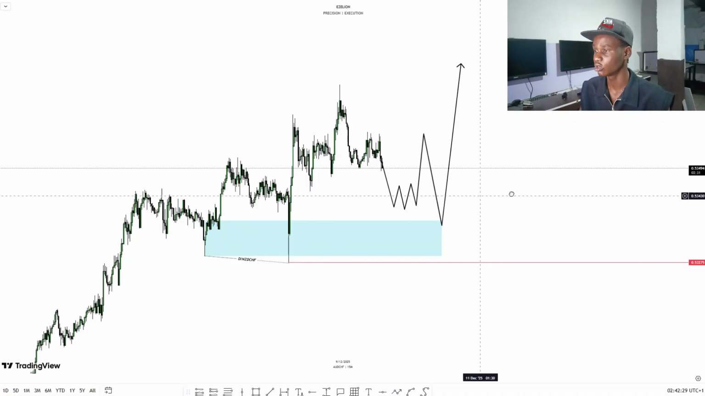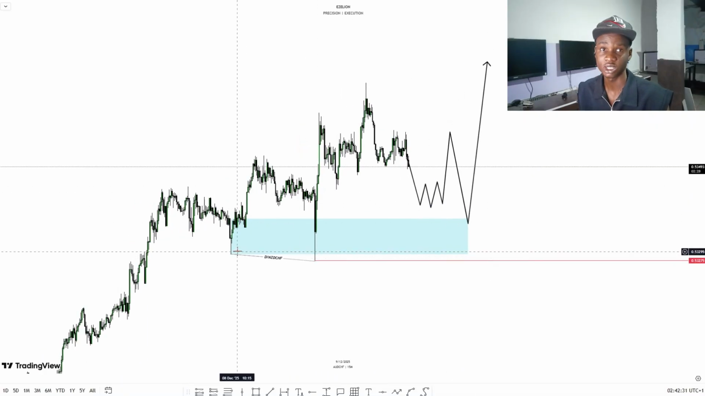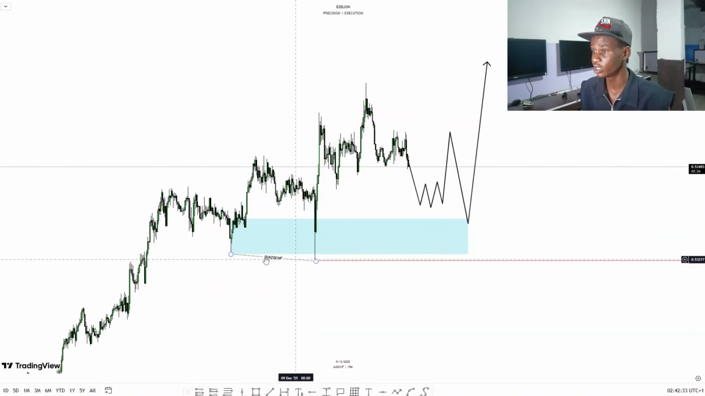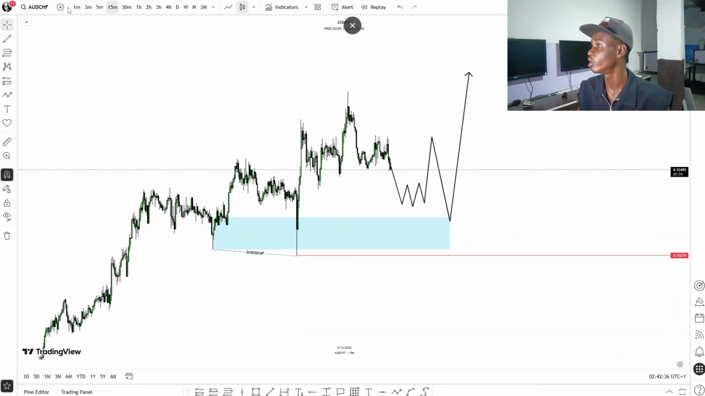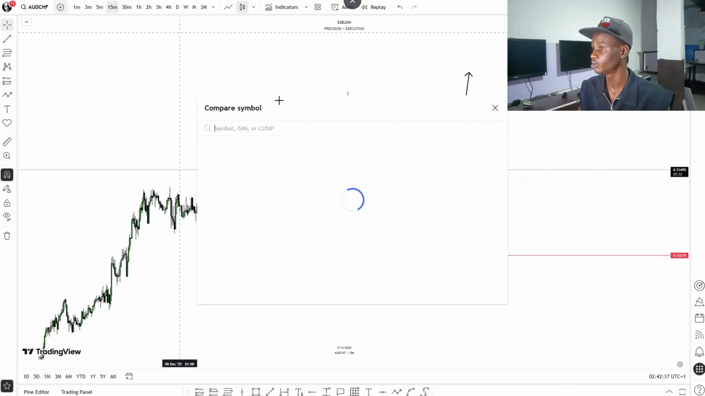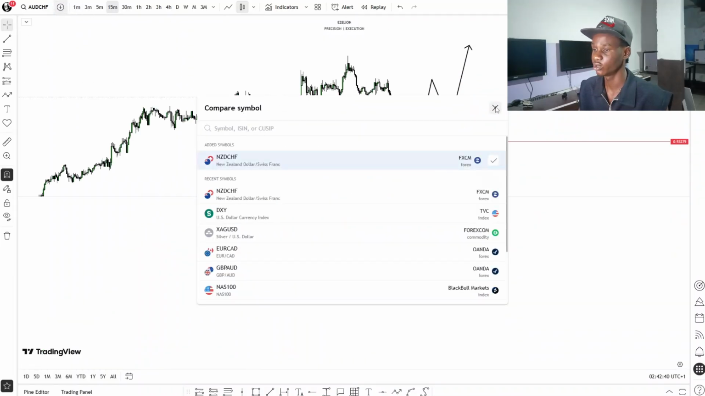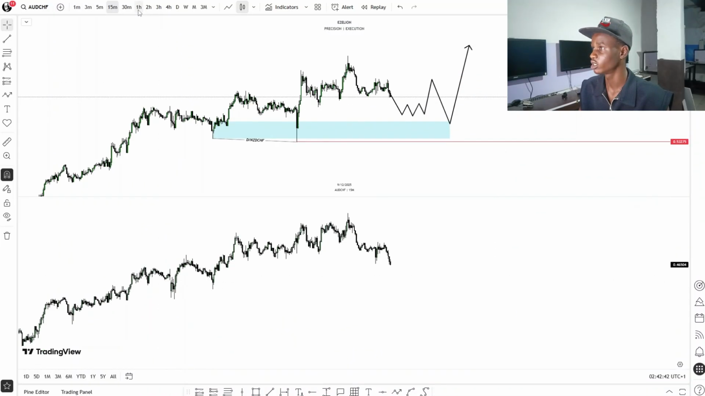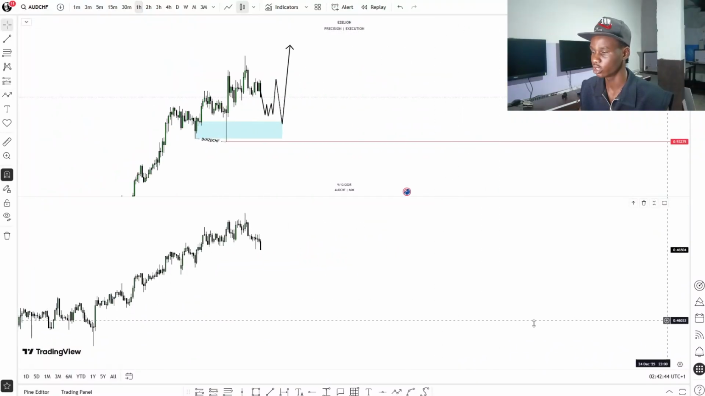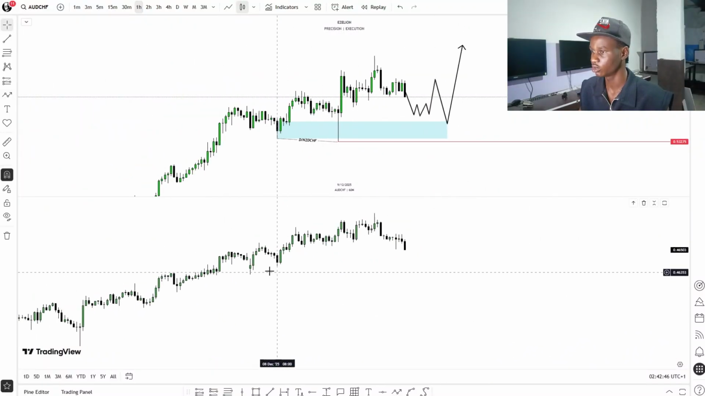I need something close. And one of the reasons that made me interested in this trade is because of the divergence. Now, if you compare NZDCHF with this, you can see that there is a crack. Let's use the 1 hour time frame, it's cleaner. You can see there's a crack in correlation, right?